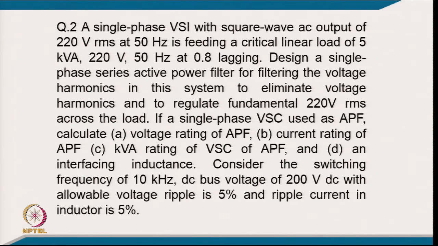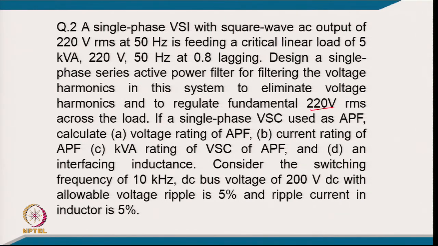Coming to the next, example number 2: a single phase voltage source inverter with a square wave AC output of 220 volt RMS at 50 hertz is feeding a critical linear load of 5 kVA, 220 volt 50 hertz at 0.8 lagging power factor. Design a single phase series active filter for filtering the voltage harmonics in this system, to eliminate the voltage harmonics and to regulate the fundamental voltage at 220 volt RMS across the load.